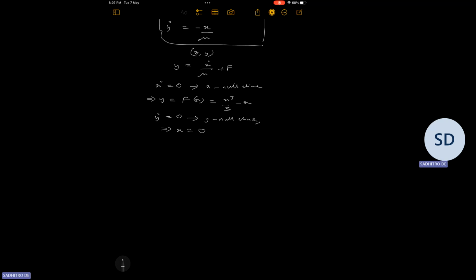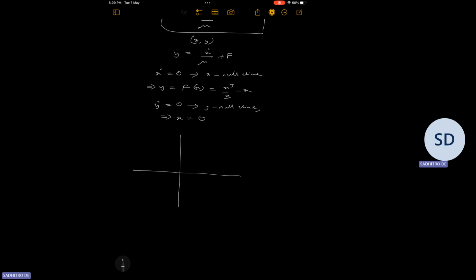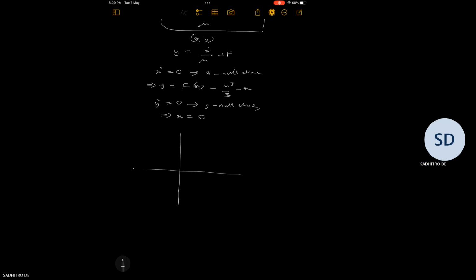So if you try to map these things in the phase plane of x and y, then the line y equal to x cubed minus x looks like this.